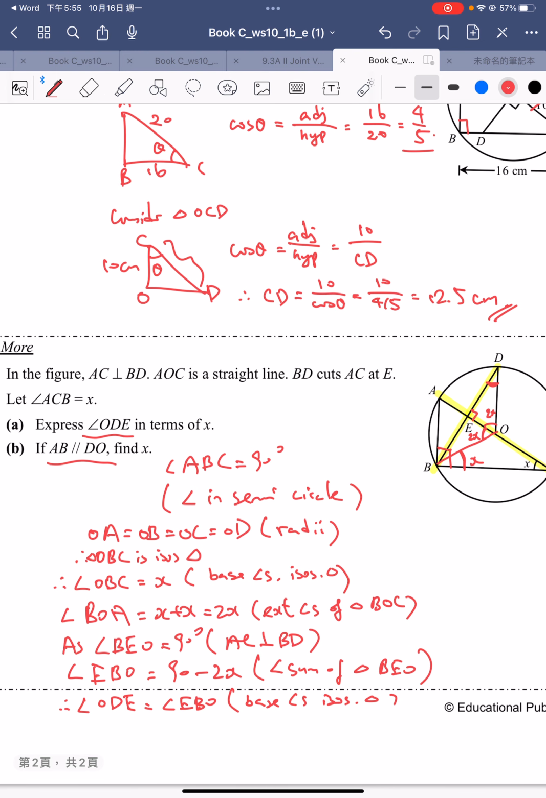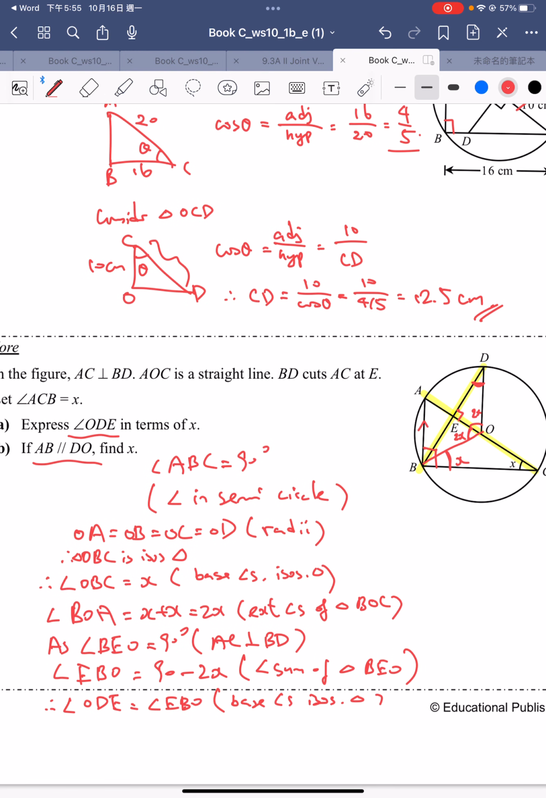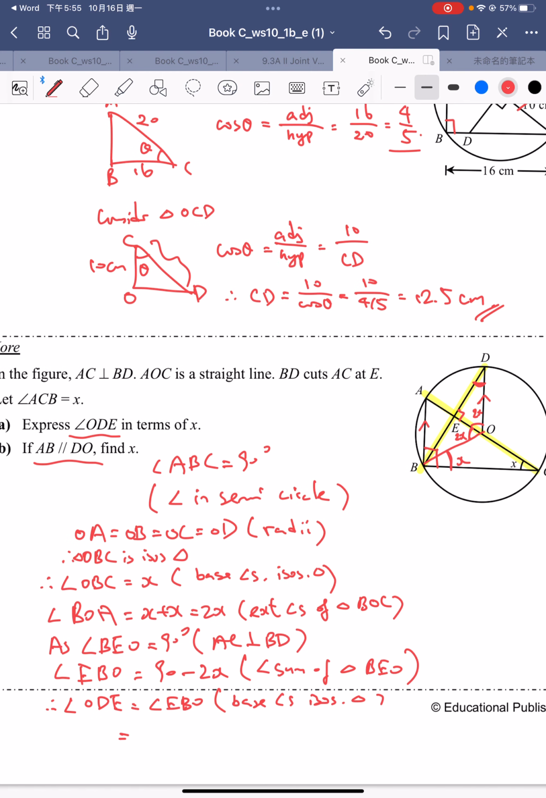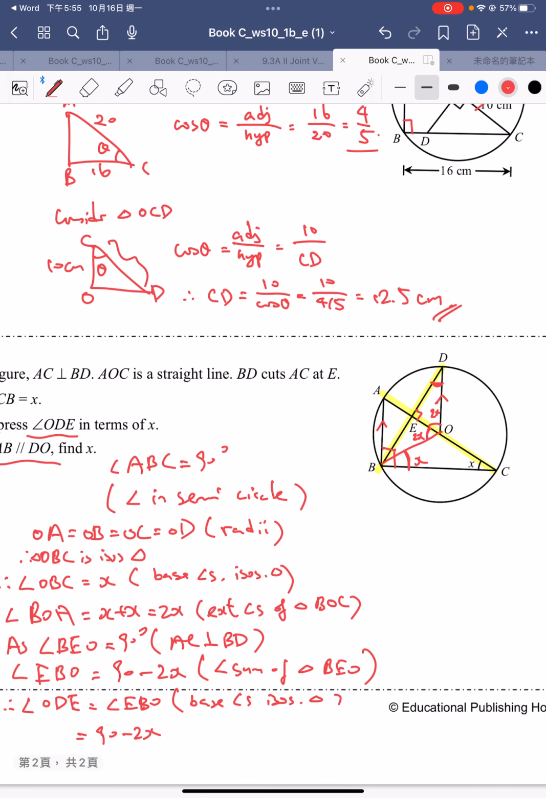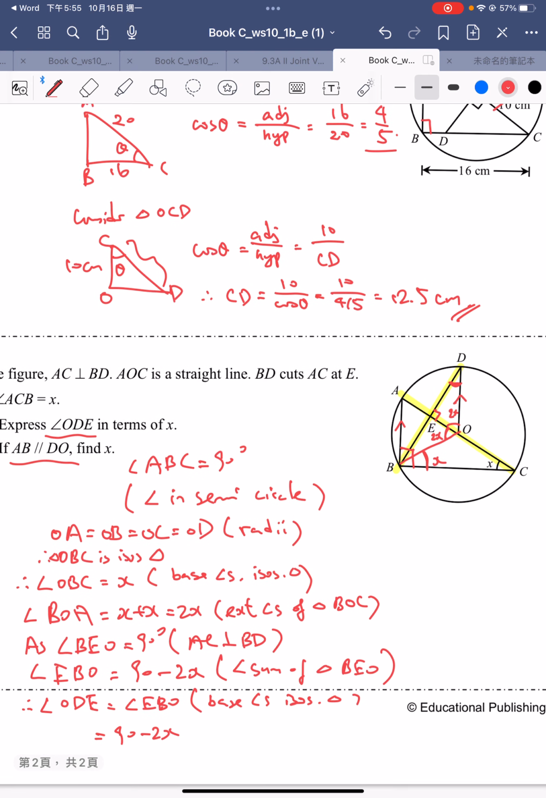So now if we say that the AB is perpendicular to DO, then is there anything else we can do with it? It's equal to 90 minus 2x. So if you see that these two lines are perpendicular, then which means that we have this angle equal to this angle as well. So which means that this angle is going to be 90 minus 2x as well. So if I write here, so now we can say for part B, we have the angle ABE is equal to 90 minus 2x as well.